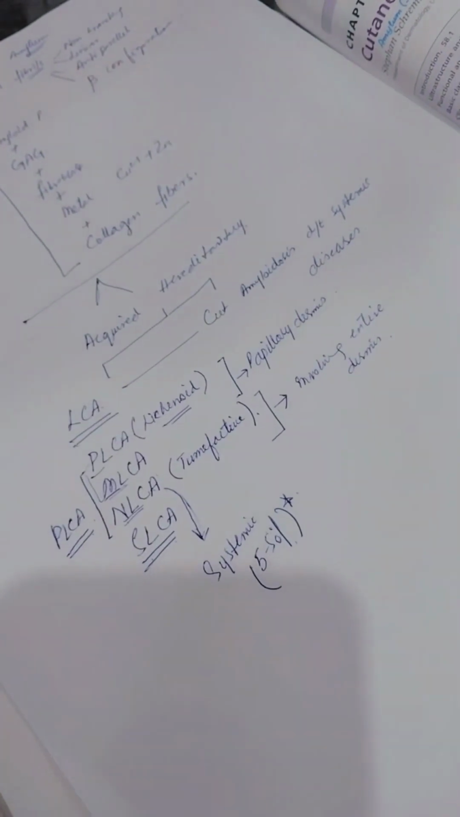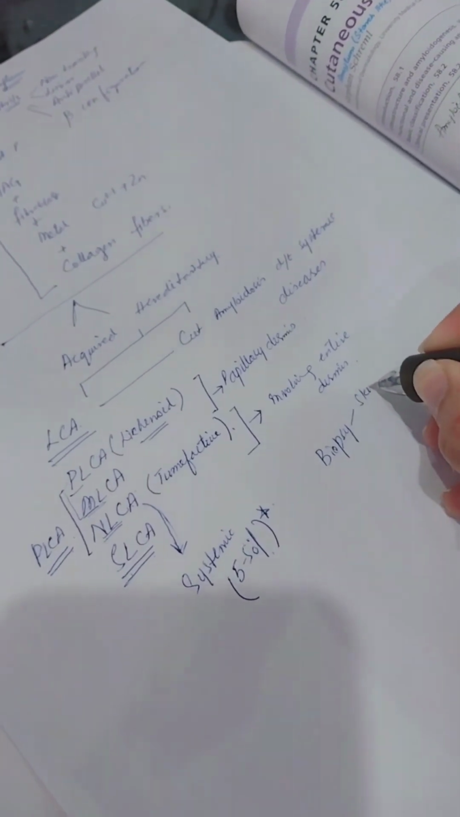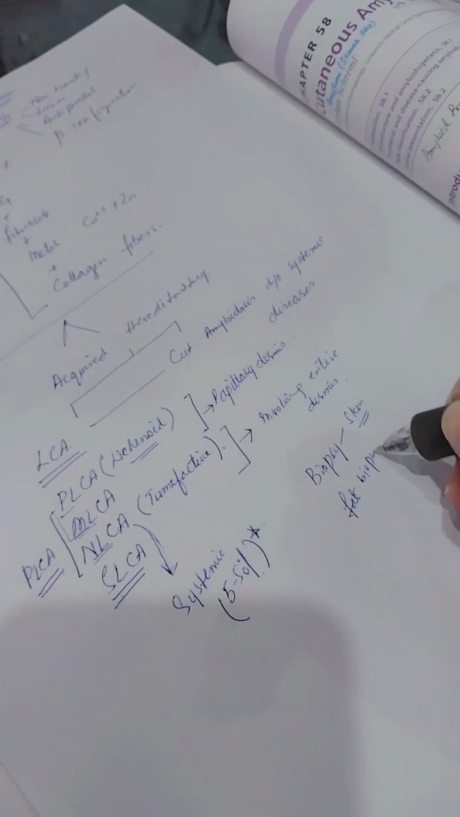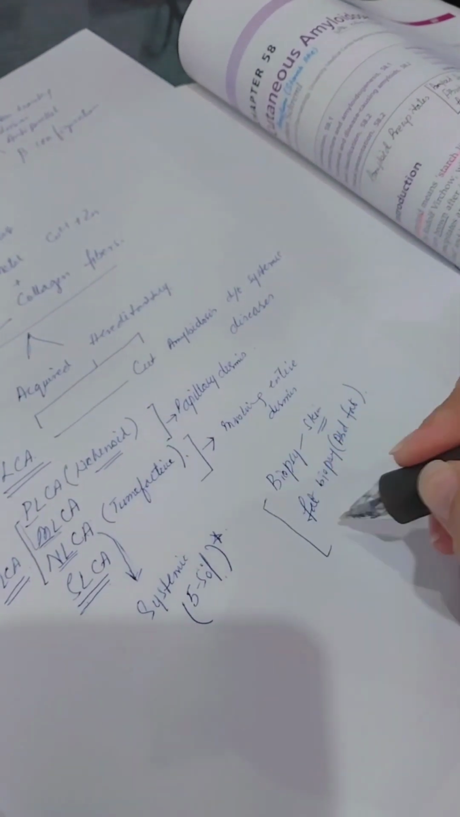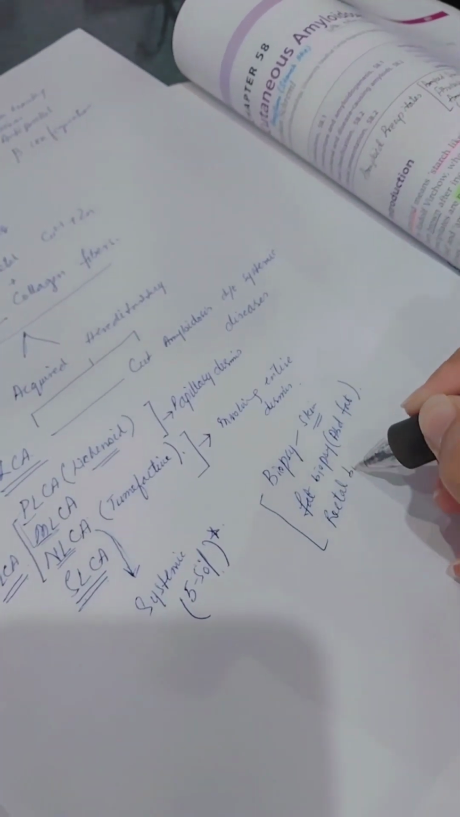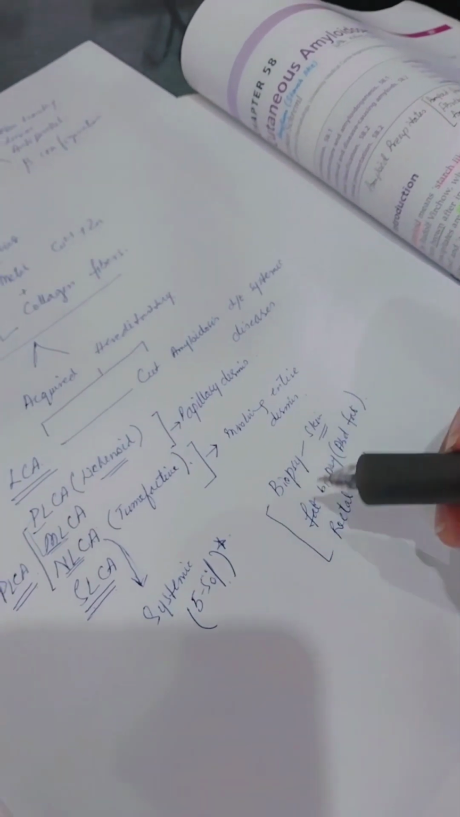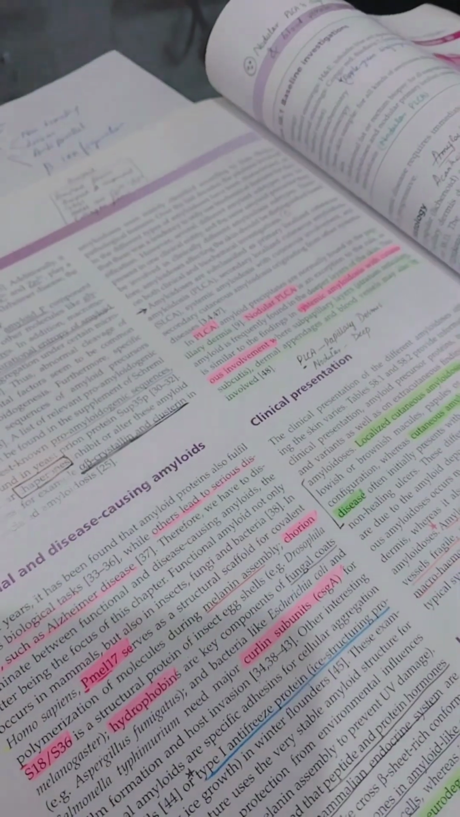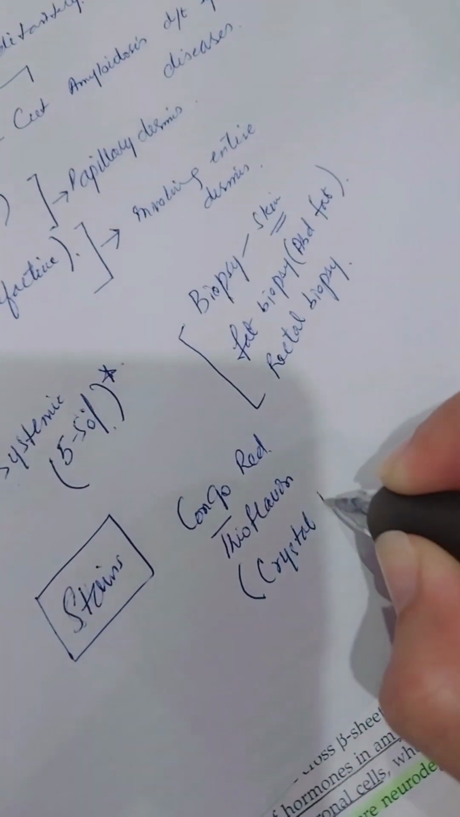So how do you diagnose these patients? Mainly you do a skin biopsy, but biopsy is not limited to skin only. We can also do a fat biopsy from the abdominal fat, and the next is rectal biopsy. There are special stains used in the detection of amyloidosis: Congo red, thioflavin, crystal violet and methyl violet.